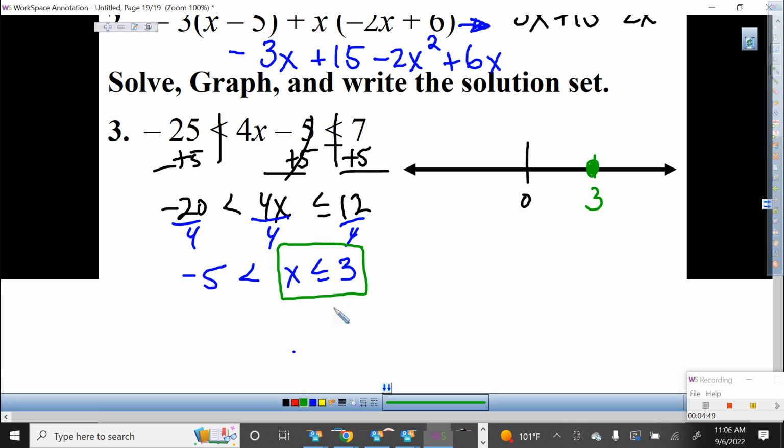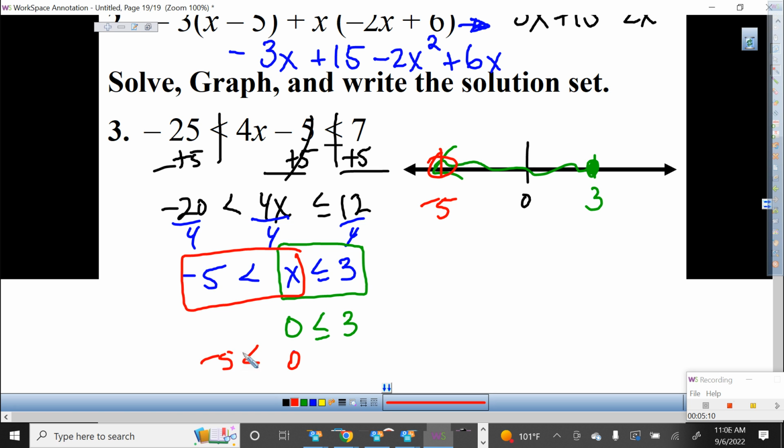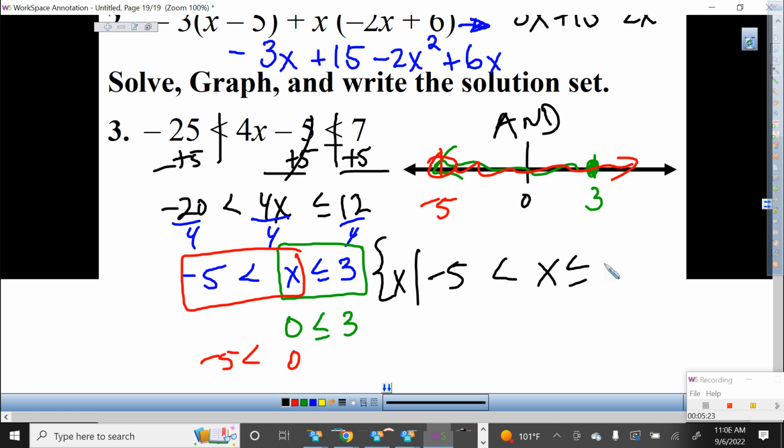Different number for x. I'm going to try 0. Is 0 less than or equal to 3? Yes. There it is. Thank you. I'm going to do the second part for the sake of time. Negative 5 is our dividing point. Does it have an equal sign? No, it's an open. I'm going to substitute 0 in here again. Is negative 5 less than 0? Yes. So, what kind of inequality is this, guys? And, therefore, solution set of x such that negative 5 less than x less than or equal to 3. Hands if you got that by yourself.